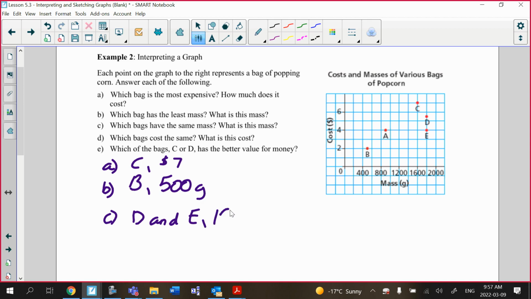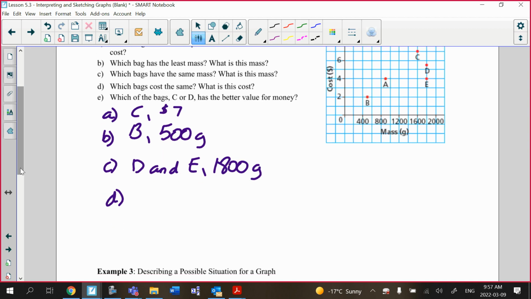And the costs are A and E, and they each cost $4. And finally, looking at C or D, which is the better value for the money? Why D? Yeah, you get more for less. First of all, there's more popcorn than C, and it costs less than C. So it makes sense that it's a better deal.